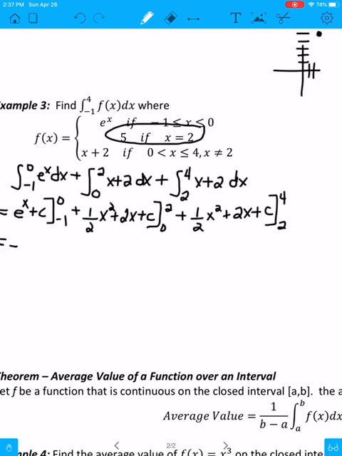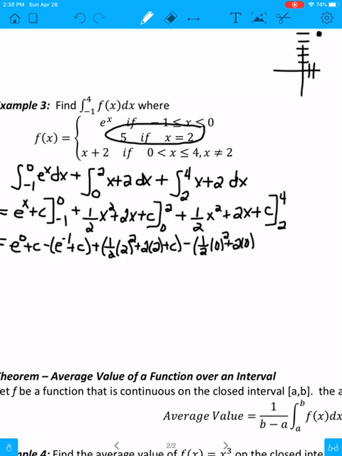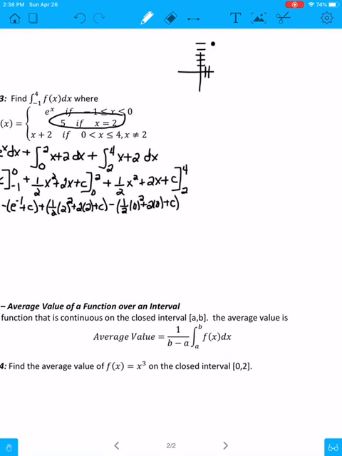All right, now we do the fundamental counting principle 3 times technically. So we're going to do e to the 0 plus c minus e to the negative 1 plus c, plus 1/2 times 2 squared plus 2 times 2 plus c minus 1/2 times 0 squared plus 2 times 0 plus c, plus, I have to do with the 4 and the 2, 1/2 times 4 squared plus 2 times 4 plus c minus 1/2 times 2 squared plus 2 times 2 plus c.